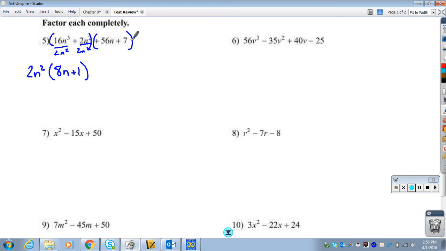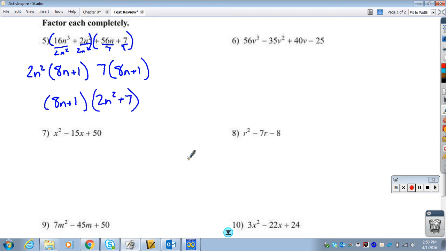The greatest common factor of this group is 7. And so if I divide everything by 7, I get 8n plus 1. When I factor by grouping, I want the parentheses to match, and they do. So my final answer, one set is going to be the inside, and another set is going to be the outside.